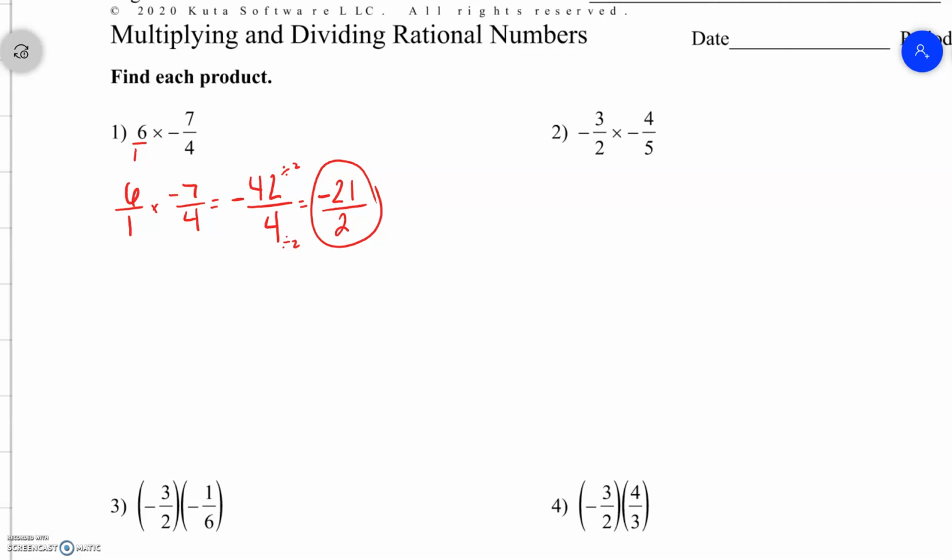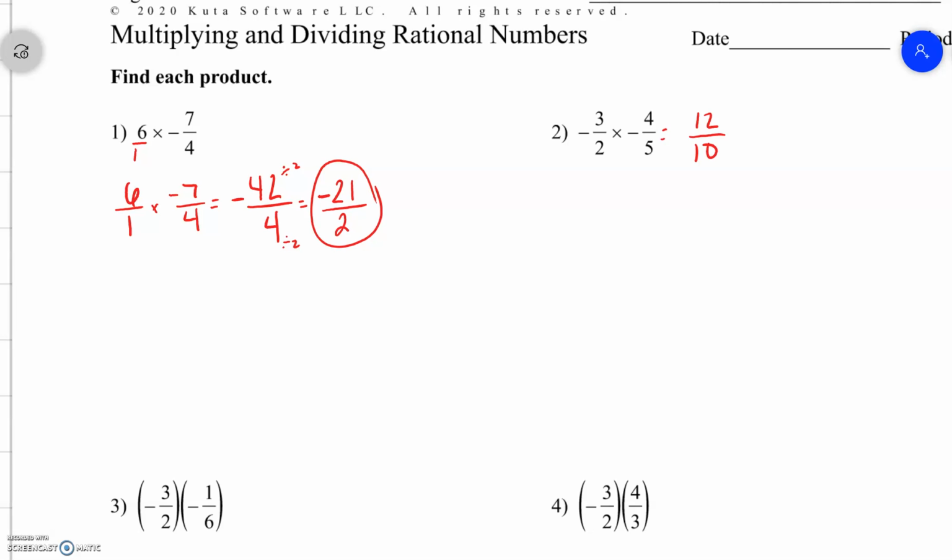Next we have number 2, and we have negative 3/2 times negative 4/5. So again, we're going to multiply straight across. I don't have to change anything, so I'm just going to use the typed ones. And I'm going to take 3 times 4, which is 12, and 2 times 5, which is 10. I have a negative times a negative, so my answer is positive.